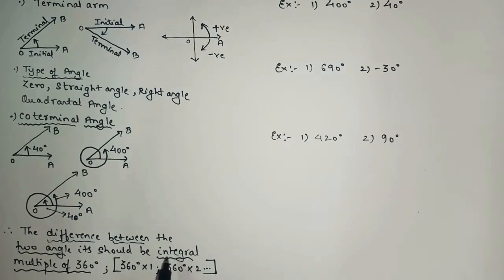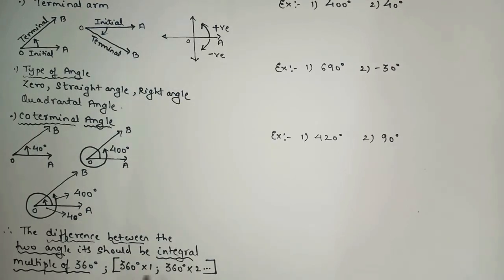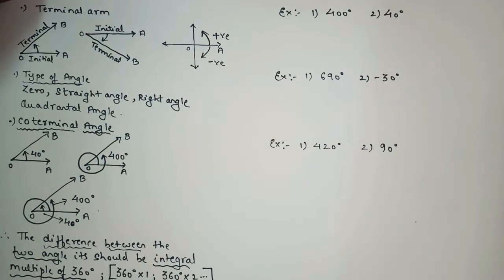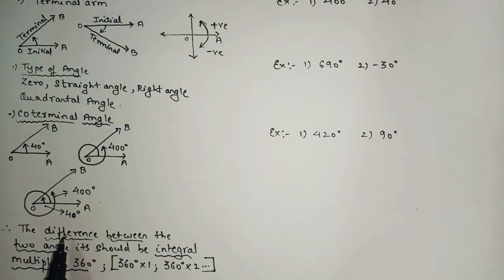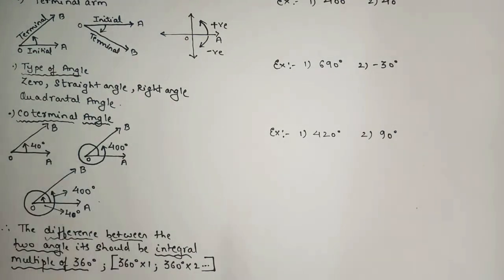So what do you mean by integral multiple? Integral multiple means 360 ones are 360, 360 twos are, yes or no, 360 threes are, 360 fours are. In simple language it should be a multiple of 360. Okay, so now we'll see some examples. If the difference comes to an integral multiple, that means a multiplication of 360, then only we can say that the given pair of angles forms a coterminal angle.